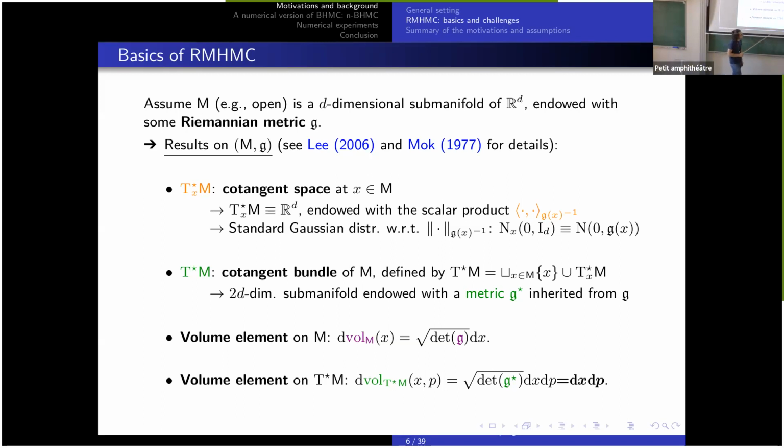But here, what is quite interesting with the matrix G star that you can define on my cotangent bundle is that if you consider the Riemannian measure on my cotangent bundle associated with my new metric G star, it is exactly, in the local charts, just the Lebesgue measure. So the important information is that, based on the Riemannian manifold, on the cotangent bundle you can define a measure which, in local charts, is just the Lebesgue measure.